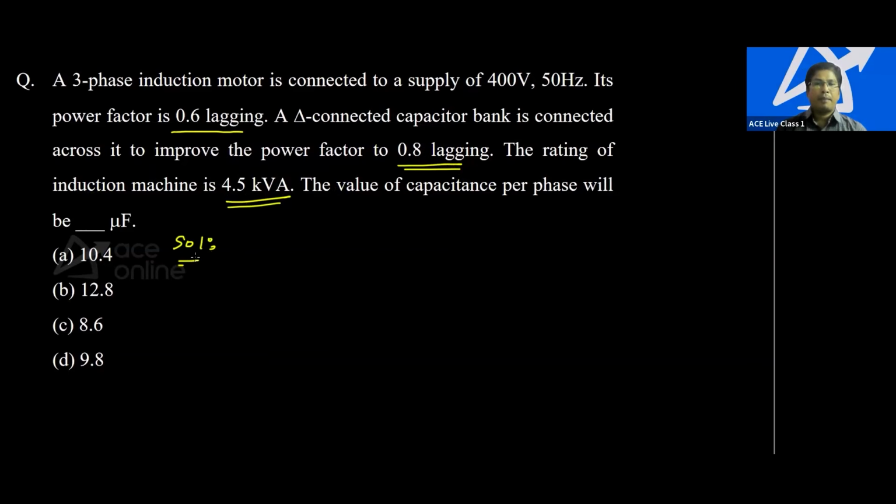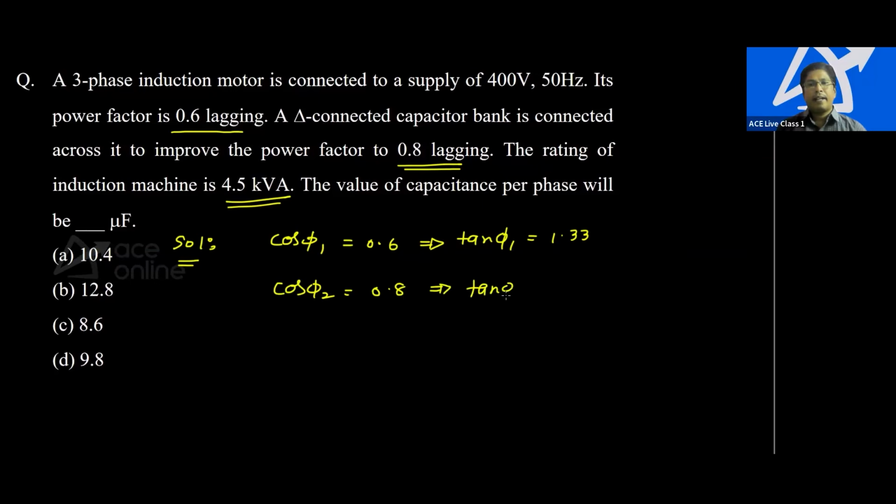It's also a very simple question. We know the initial power factor cos phi 1 is given as 0.6. What is the value of tan phi 1, students? Cos inverse of 0.6 is 53.13, and tan of that is 1.33. Cos phi 2 is given as 0.8. Cos inverse of 0.8 is 36.86, and tan phi 2 is 0.75.